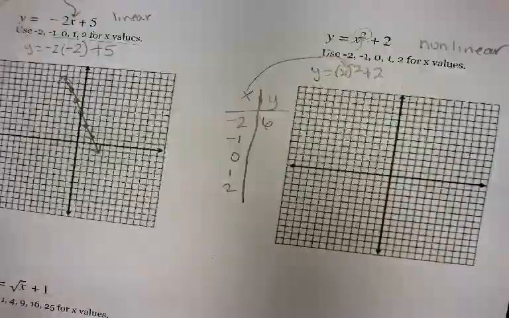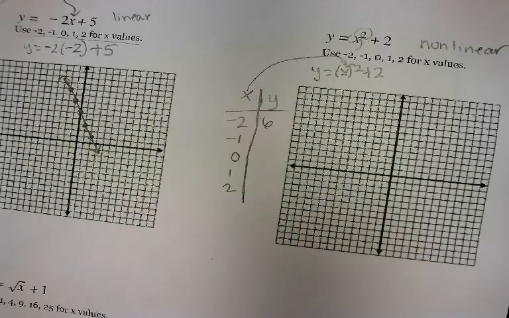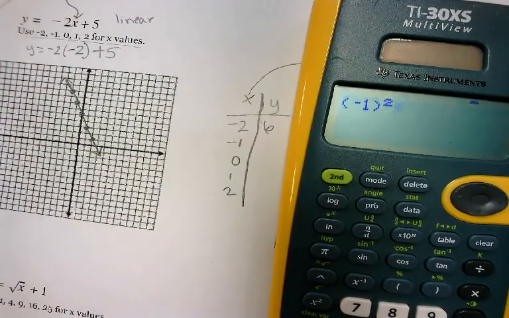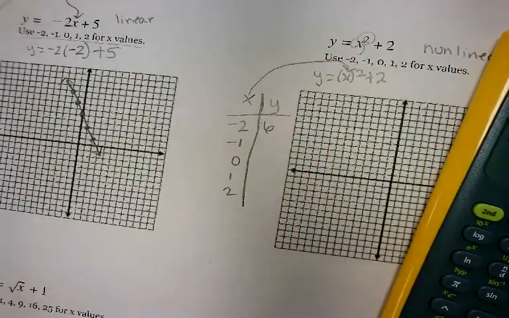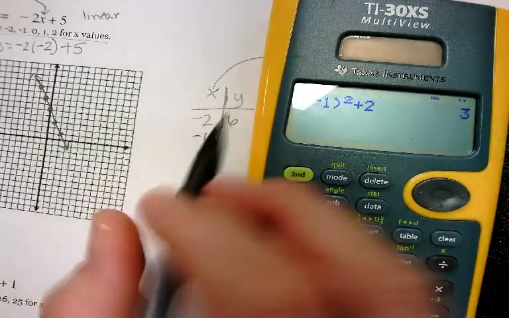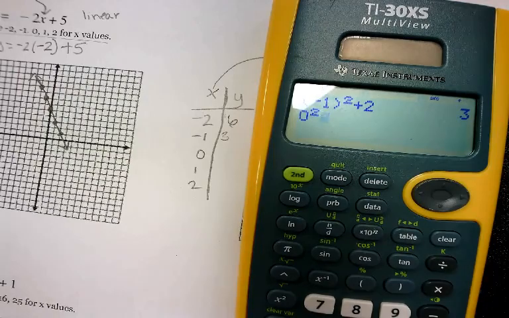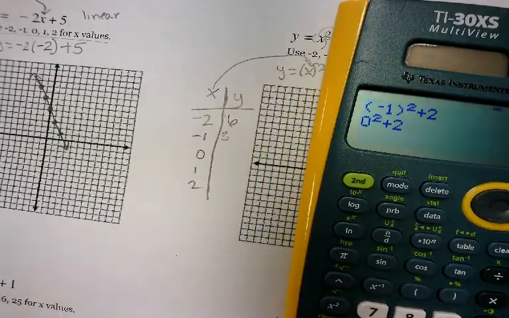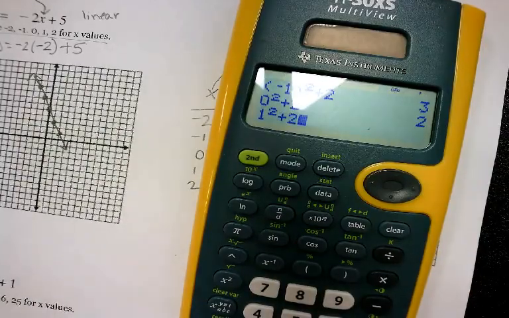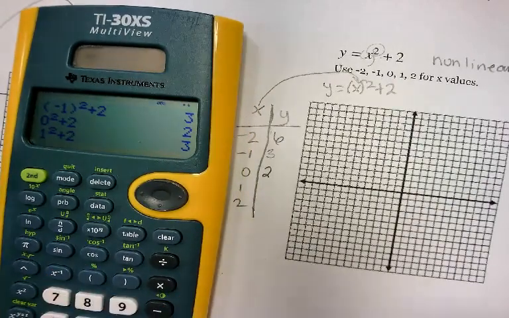All right, next one. Negative 1 squared plus 2 gives us 3. Zero squared plus 2 is going to give us 2. 1 squared plus 2 gives us 3. And then 2 squared plus 2 gives us 6.